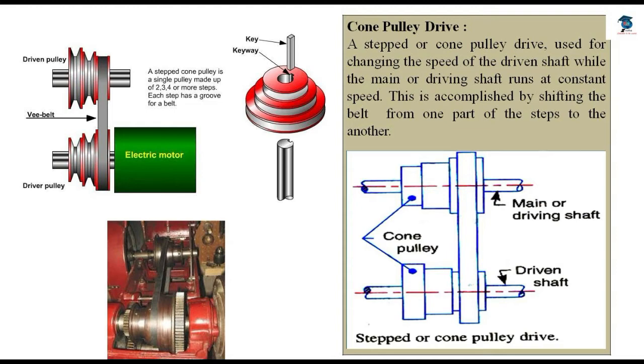In the figure shown, we can see 3 steps in the cone pulley. Driver pulley speed will be equal to motor speed, whereas the driven pulley can achieve 3 different speeds.